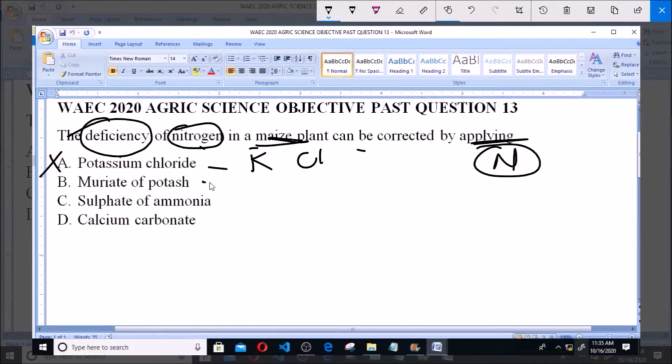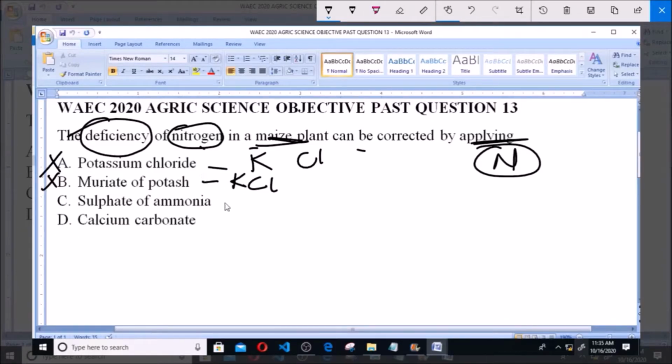Now muriate of potash is the same as potassium chloride, or contains both potassium and chlorine. Similar to what we had in potassium chloride, it does not contain nitrogen, so it cannot correct the deficiency of nitrogen, so it is not the answer.